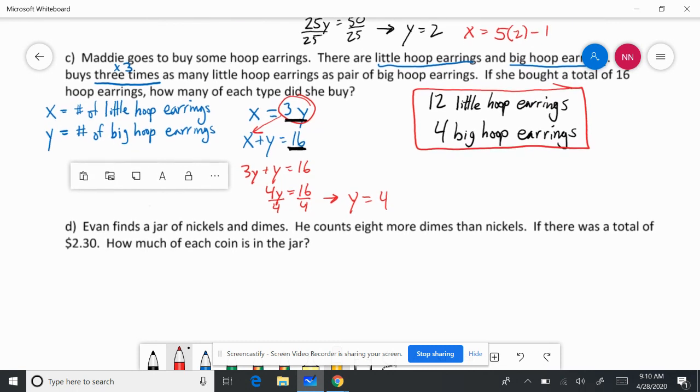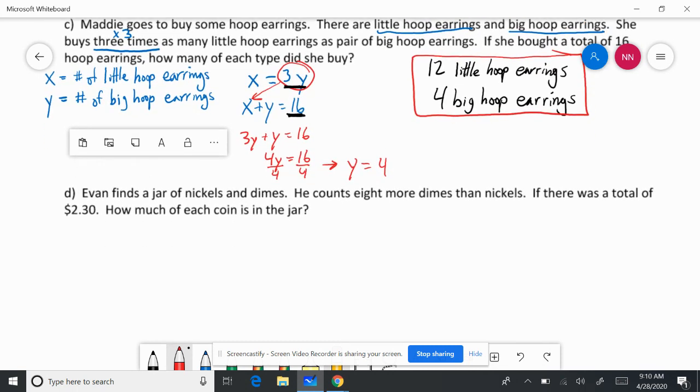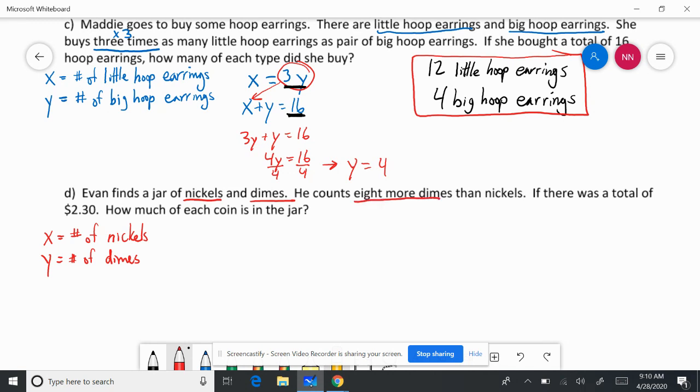Now, if we look at our next equation, or I should say our next word problem, it says Evan finds a jar of nickels and dimes. So those are our variables. I'm going to call X is number of nickels and Y equals number of dimes. It says he has 8 more dimes. So whatever the dimes are, he has 8 more dimes than nickels.